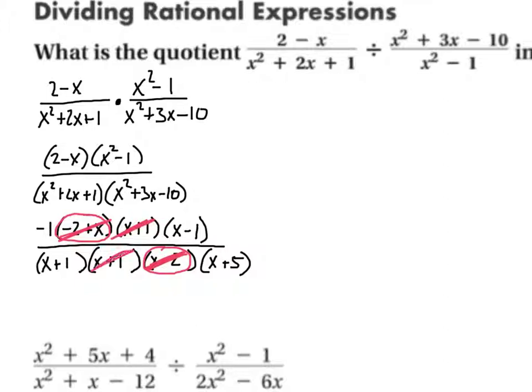X plus 1 from the top and bottom. But please remember, only one of the x plus 1s on the bottom go away. It's got to be 1 for 1. Okay? So does anything else cancel as we're looking here? Nope. So then I'm going to write that -1 out in front of my whole fraction. So we've got negative x minus 1 over x plus 1 times x plus 5.